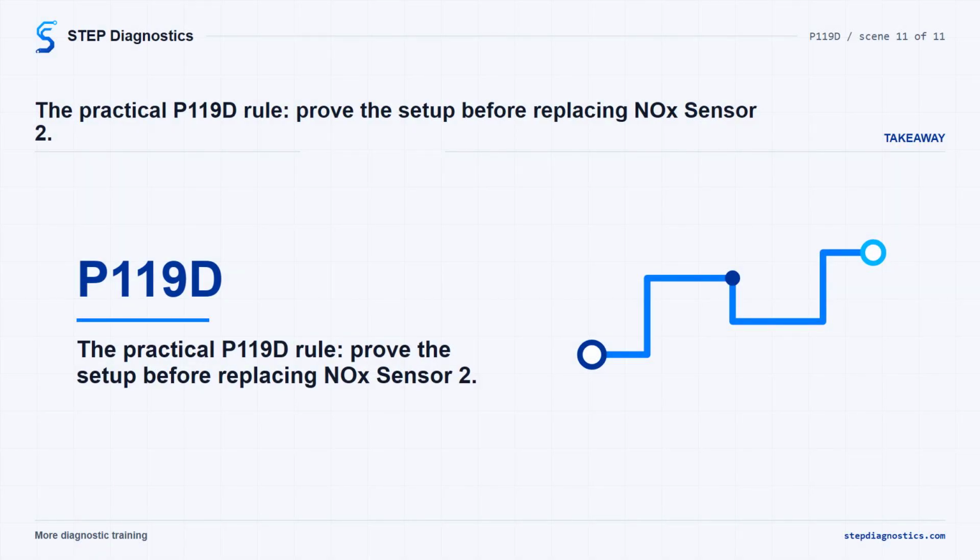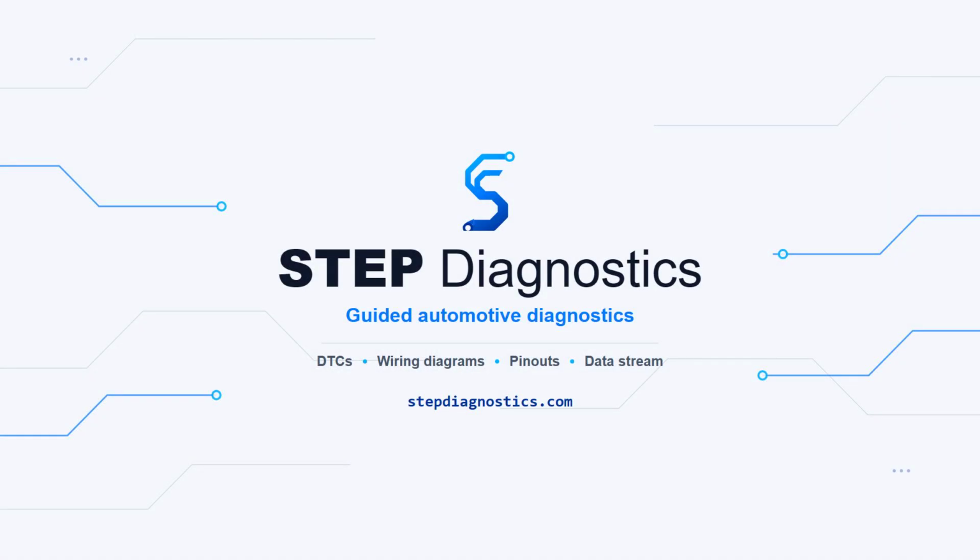The key on P119D is not to condemn the downstream NOx sensor until the related codes, air leaks, exhaust leaks, missing components, and modifications are ruled out. Once the monitor conditions are met, either the code stays gone or the path leads you to NOx Sensor 2, and then a proper service bay test and repair verification.